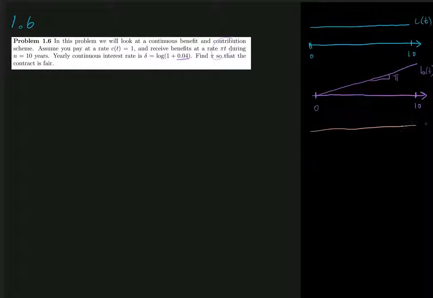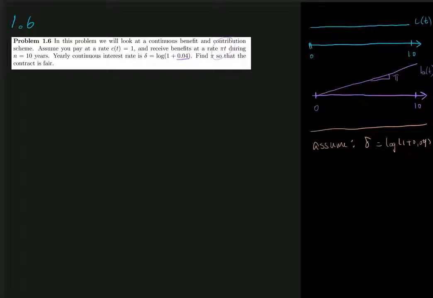Well, we assume that the continuous interest rate delta is equal to log of 1 plus 0.04. And this means that over the course of 1 year, if you pay 1 unit, then the interest you accumulate is 0.04. It doesn't mean that you accumulate delta in interest.